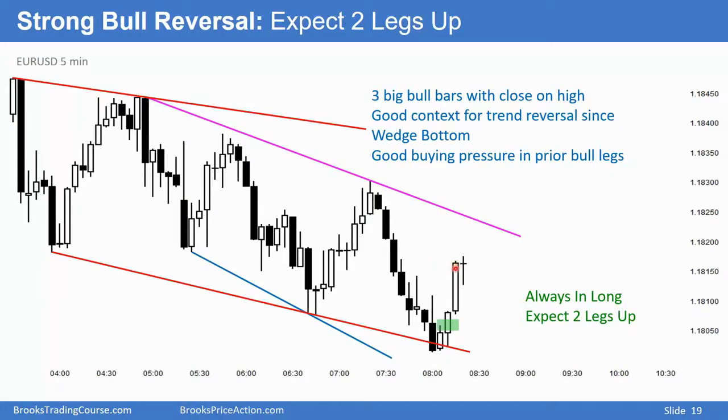We're always in long. It's more likely that we're going at least a little higher before we go to a new low. Wedge bottom, even though it does not look like a wedge, it's still a wedge bottom. Traders will be looking for 2 legs sideways to up. Leg 1, we don't know, maybe leg 1 ends up here, and then a pullback, and then a second leg.